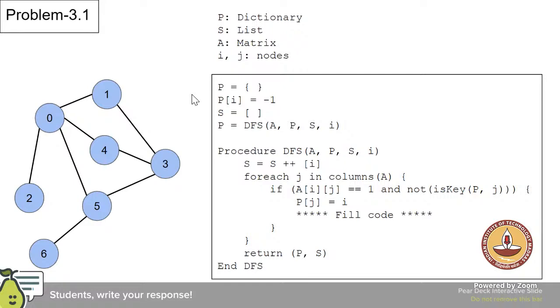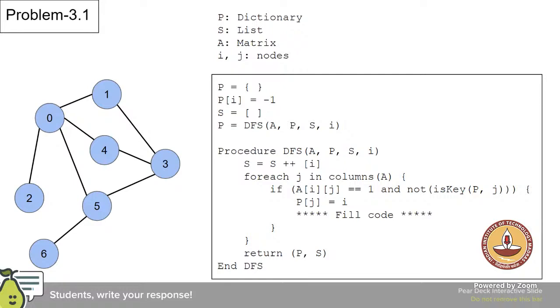Ma'am, since P is an empty dictionary, and we are marking the first node that we are starting from as key, and we are assigning a value -1 to it. And S is an empty list here, and we're calling procedure DFS for P, with parameters A, B, S, I. And we go to procedure DFS.